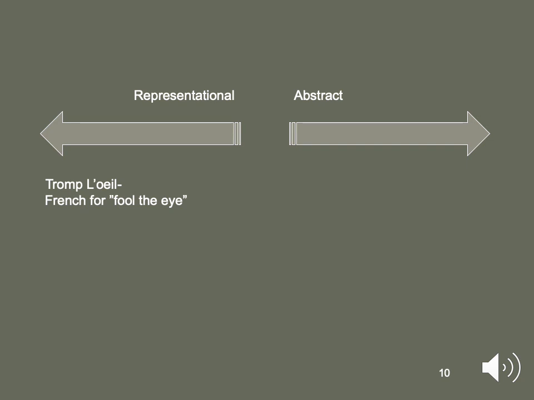we call that trompe l'oeil, which is a French term that means fool the eye, and it's a technique that artists use to create representational works that look so realistic it really does look like the object. It doesn't look like a representation. Let me show you an example of that.